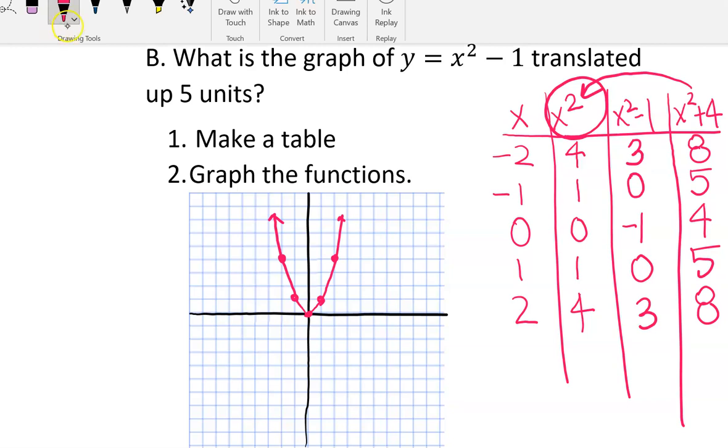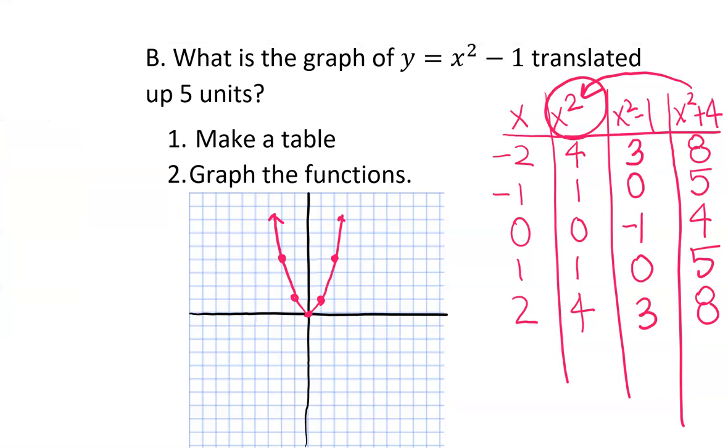Okay, my next one I'll do in green. So I go back to the negative 2, 3. So negative 2, 3, negative 1, 0. 0, negative 1. 1, 0, and 2, 3. So notice how each one of these went down 1, and the equation says x squared, what we had before, and the minus 1 means down 1. So if you graph the parent function and go, oh, that means down 1, all you have to do is take that parent function and go down. So that's what this one looks like.